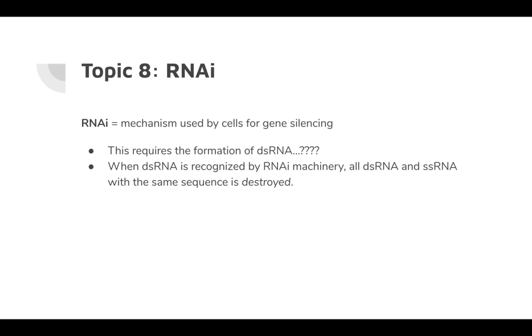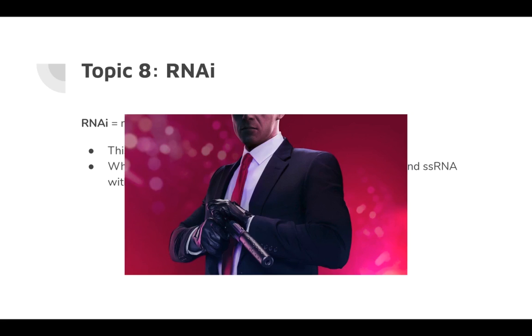That's a little unusual, but it's efficient because when dsRNA, or double-stranded RNA, is recognized by RNAi machinery, all dsRNA and ssRNA with the same sequence is destroyed. Our cells have a hitman system, and I think that's awesome. Like, that's so cool. And what it was thought to be was that RNAi was probably an evolutionary thing that was used to destroy viruses because viruses are RNA.